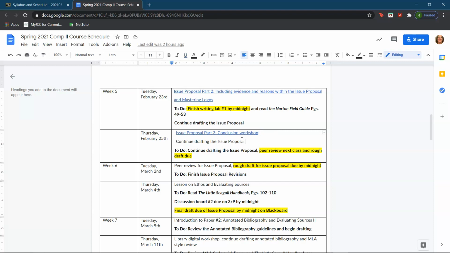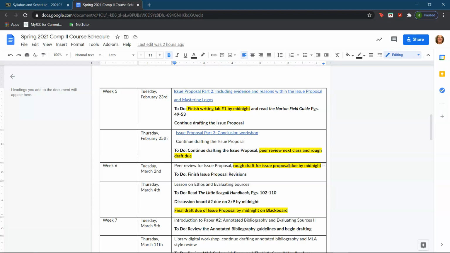Now please note that I would like everyone's rough draft for the issue proposal to be ready by next Tuesday, because we will be doing peer review online through Blackboard. I will likely set up a discussion board and we will do peer review that way. So please have the rough draft ready by next Tuesday. So that is what we are doing next Tuesday, is peer review.